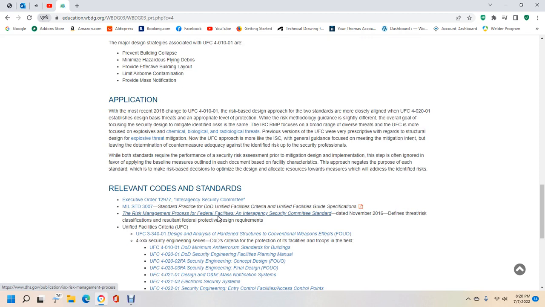While both standards require the performance of a security risk assessment and prioritization of mitigation in the design and implementation, that step is sometimes ignored in favor of applying baseline measures outlined in each document based on facility characteristics. This approach negates the purpose of making risk-based decisions, optimizing the design, and allocating resources to mitigation measures that will address identified risks.